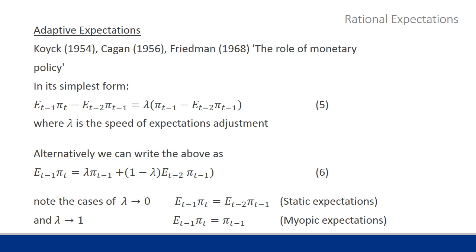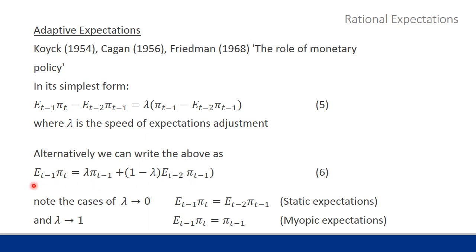Now we can rewrite equation 5 so that e pi t is on the left hand side and e pi t minus 1 is on the right hand side. So we have e of pi t, and I've noticed I'm missing out the t minus 1 here to make everything simpler. E pi t is equal to lambda pi t minus 1 plus 1 minus lambda e pi t minus 1.